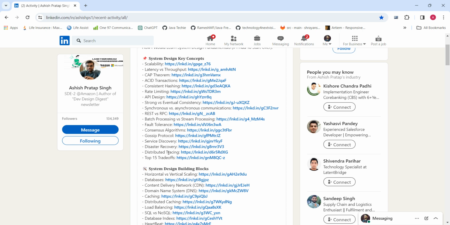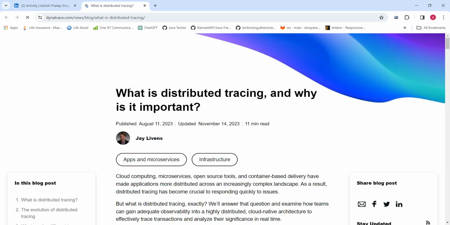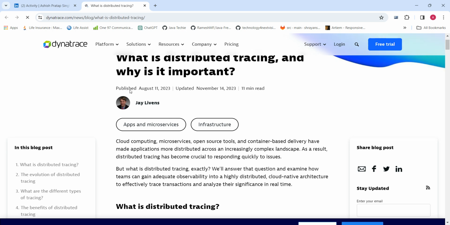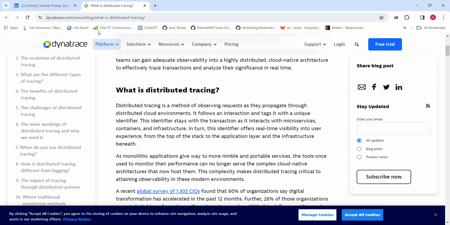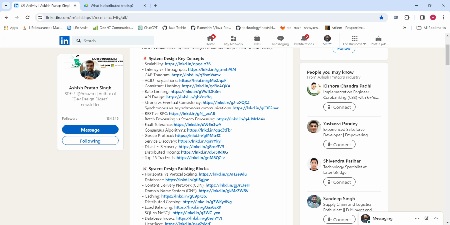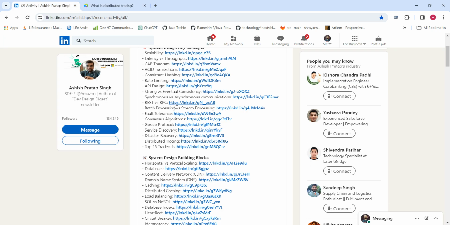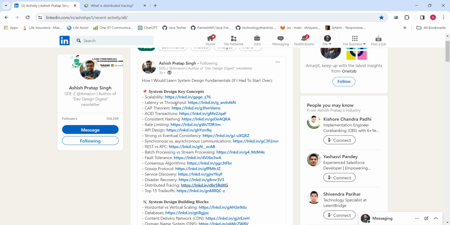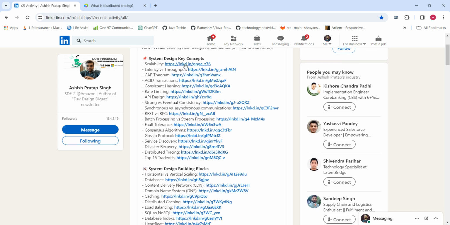If we are going for tracing, then we have to click on this one, so we have tracing details inside that. So what is distributed tracing and why it is important to use in system design. Like that we have multiple topics. All the links given here, I saw on this LinkedIn portal, where we see the system design core key concepts. If you go for any part like CAP theorem, ACID transactions, rate limiting and all, how to use it and why we are using it, all these details are mentioned here.